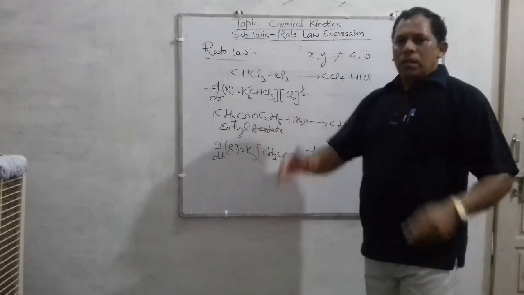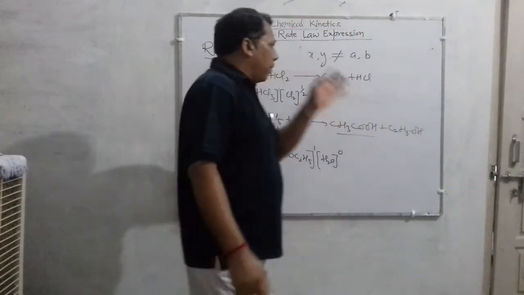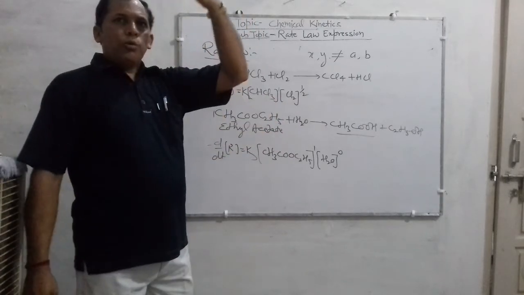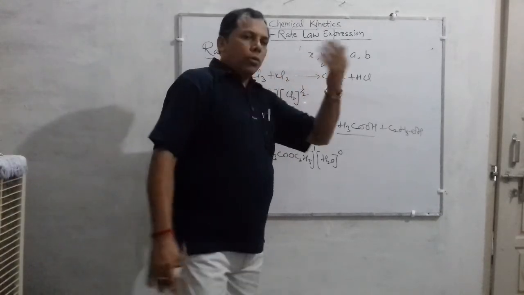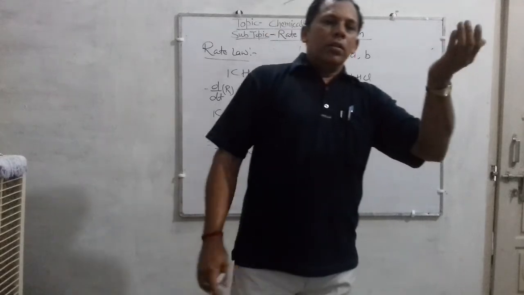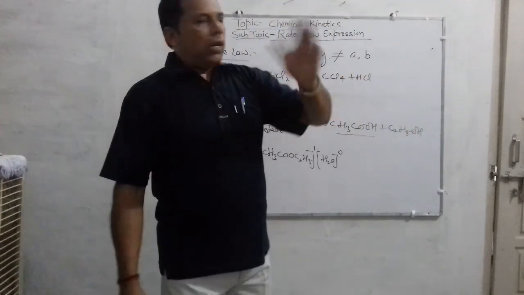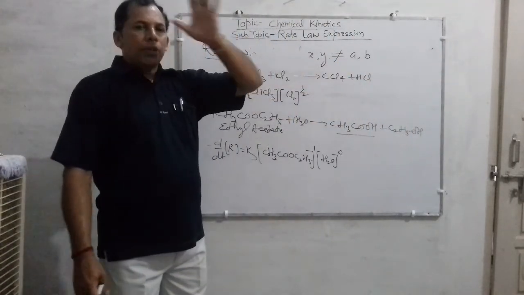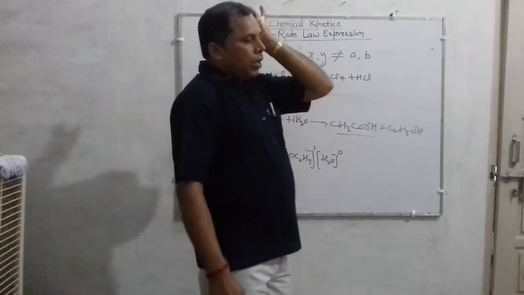If a question comes that asks you to write the rate law for the given reaction, you have to express how the exponents are equal or not equal to the stoichiometric coefficients of the reactants.